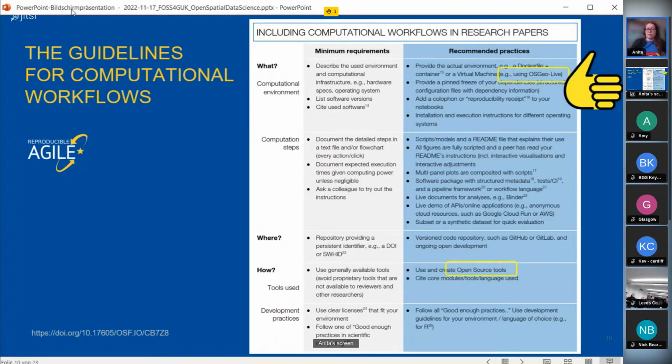I already mentioned that conferences and journals already have policies and guidelines, and they try to work towards making it so easy that it's too easy not to do open science. So AGILE, for example, has developed this checklist of minimum requirements for reproducible research, or computational workflow documentation in their research papers. They also have recommended practices which often cite OSGeo and open source tools. So this is definitely a step in the direction, and it also acknowledges the importance of OSGeo and open source.